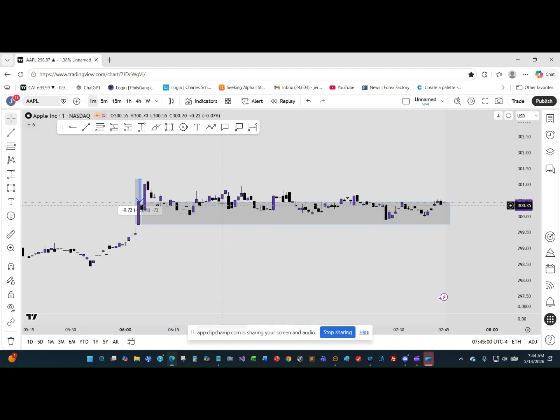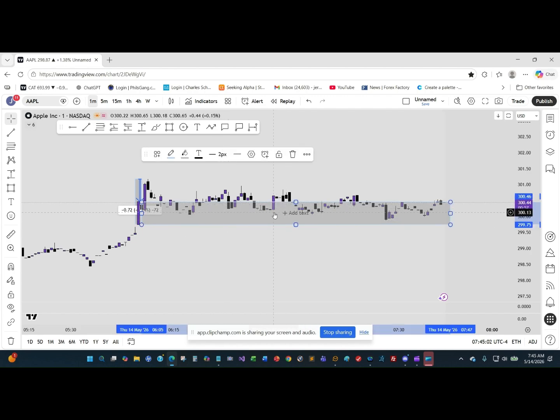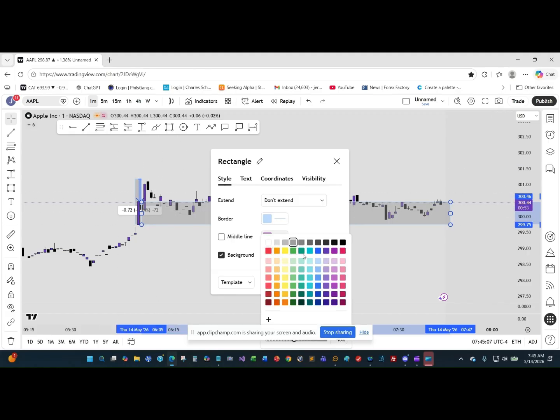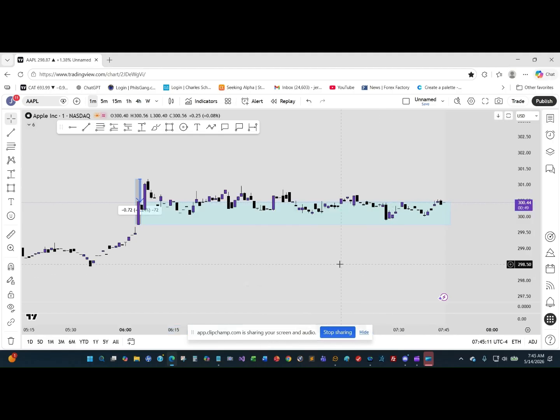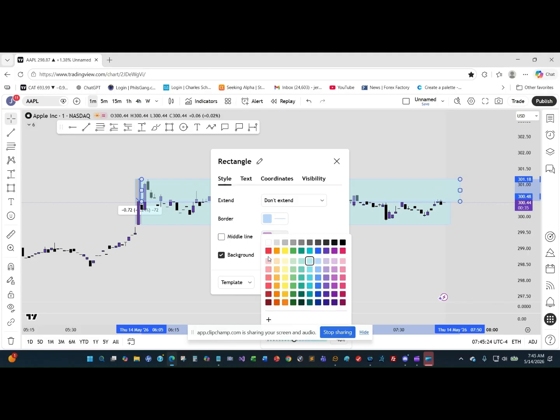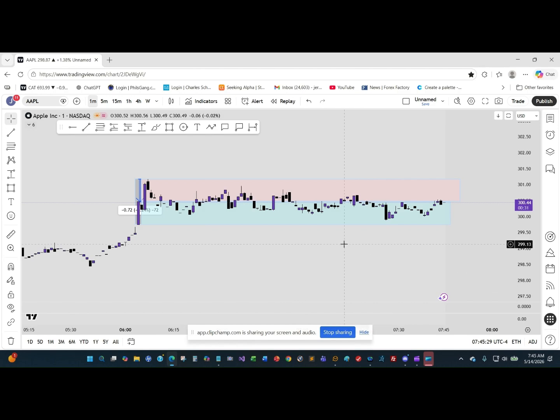Now I don't want the same gray as over here, because I did that so I could see the overall range. On the bottom, I like to go with blue, and up here on the top, I'm going to go with red. I went a little further past there because it sometimes makes it easier to grab when the boxes are shaped slightly different. All right, so there's your chop.